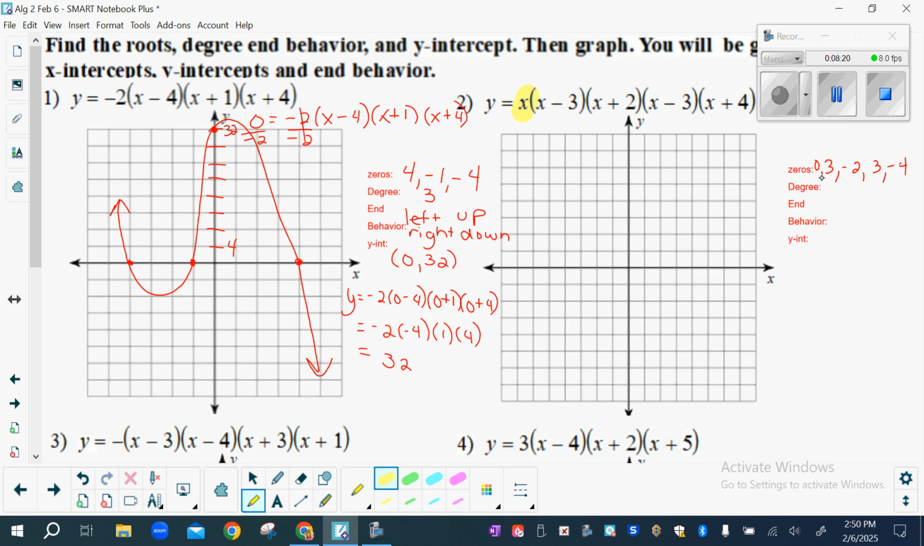5. Okay, so I'm going to ask another group now. This group right here. Is 5 even or odd? Odd. Okay, and is A positive or negative? Positive, because this is a positive 1 in front. Does that make sense? So what's my end behavior then? A is positive, odd degree. Left down, right up.